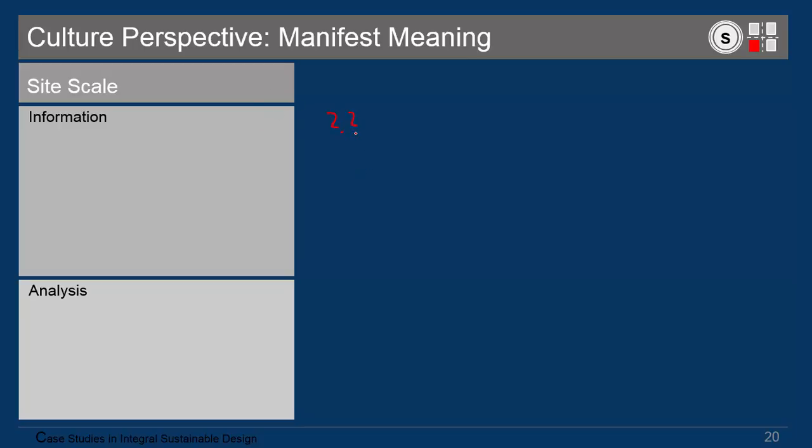So now we're at the site scale. So what does it mean to be on the water, to float on the water? Because the water is the site, or the dock is the site. So what is the impact on culture? What does it mean culturally to learn on water?